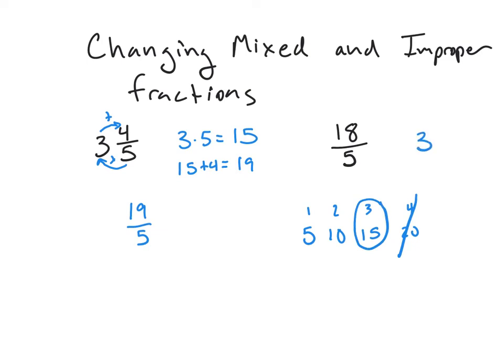We got 3. And then how many are left over? So then what I want to do is compare that 15, because 3 times 5 is 15. So I just take 18 minus the 15, and I get 3. So I get 3 3/5. So remember, that 15 came from the 5 times 3. How many times did the 5 fit into 18? And that 3 was what was left over. So there's our 3 3/5.